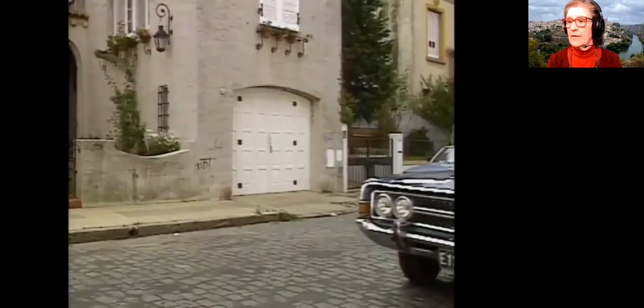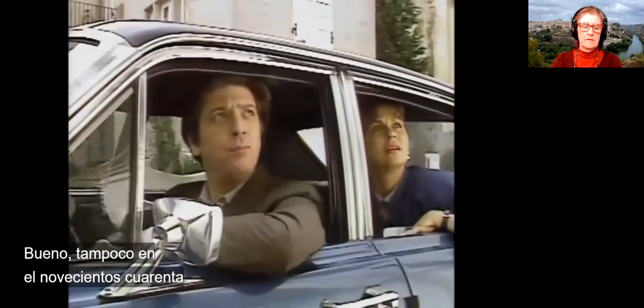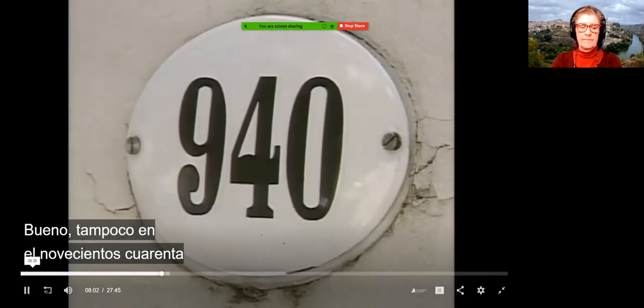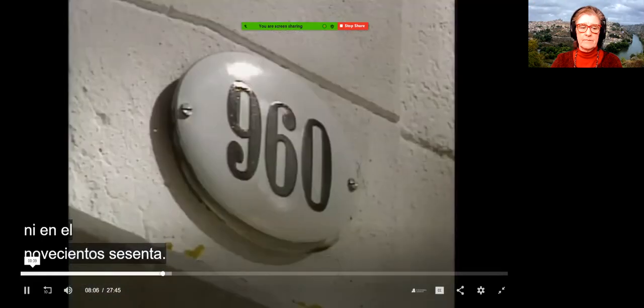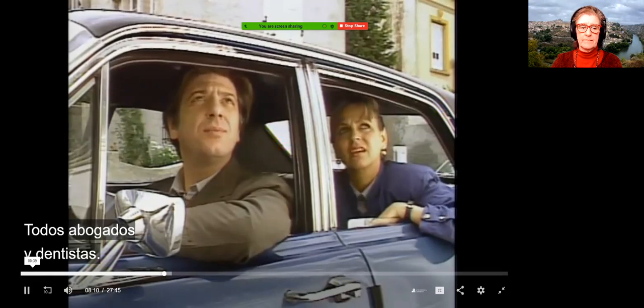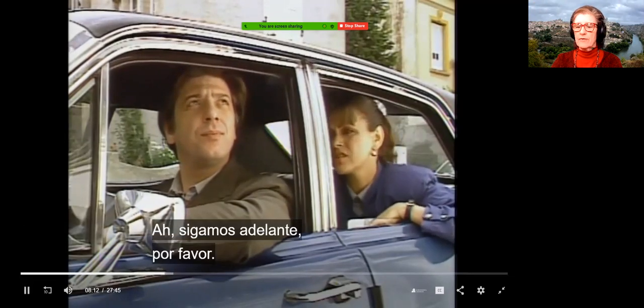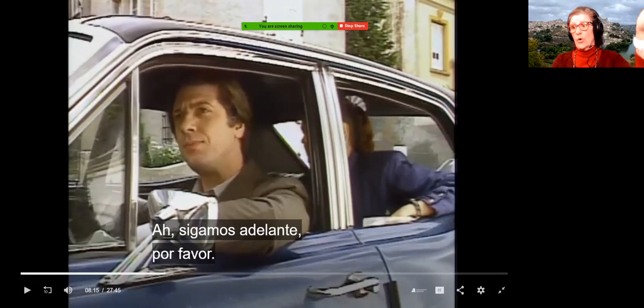Una casa blanca. Todas las casas son blancas. Bueno, tampoco en el 940, ni en el 950, ni en el 960. Todos abogados y dentistas. All lawyers and dentists. And sigamos, let's go. Here it's a command. Let's go on. Let's move on. Sigamos adelante. Let's keep moving.